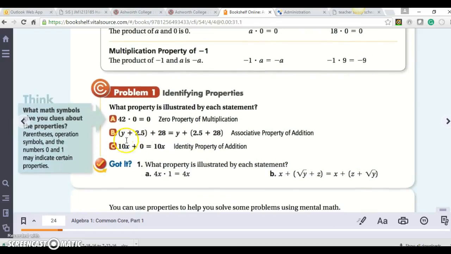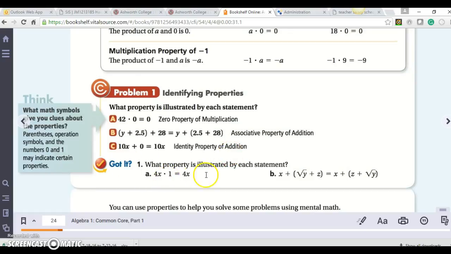Then here, the parentheses are a giveaway, and I have addition. So I know that all I'm doing is changing the grouping, and that means the associative property of addition is present here. And then 10x plus 0 equals 10x. That's an identity property of addition.